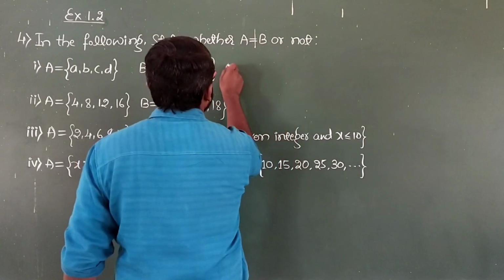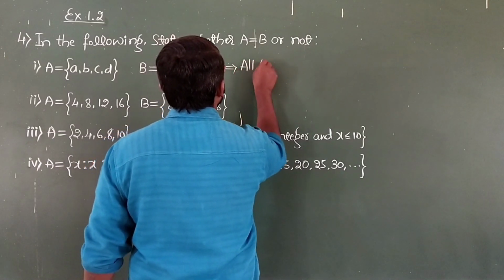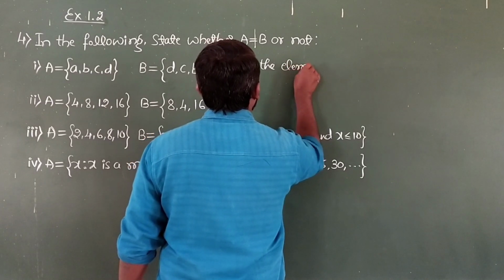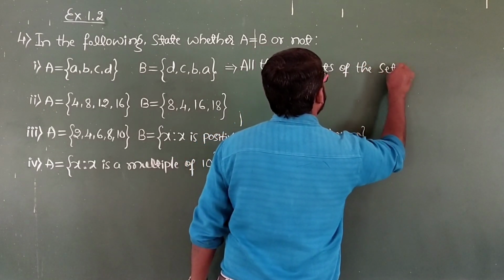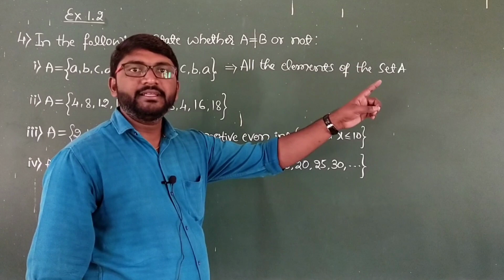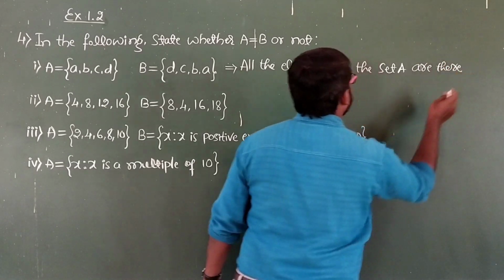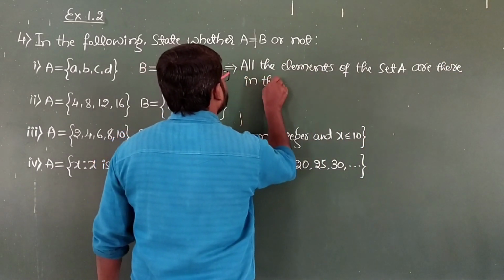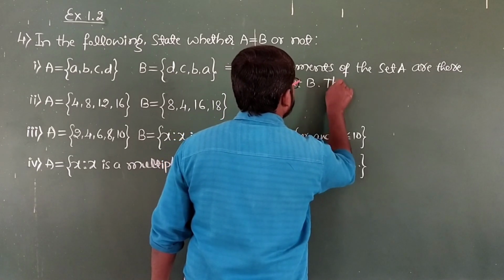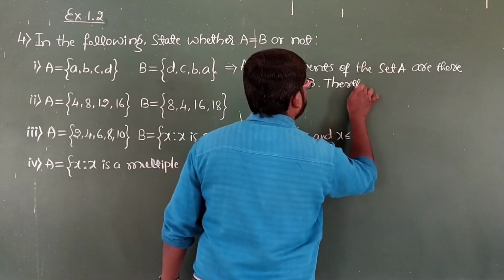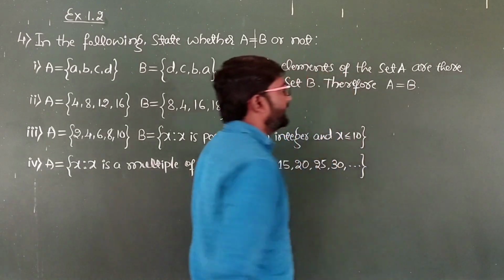So here in the first case the answer is: all the elements of the set A are there in the set B. So therefore A is equal to B.